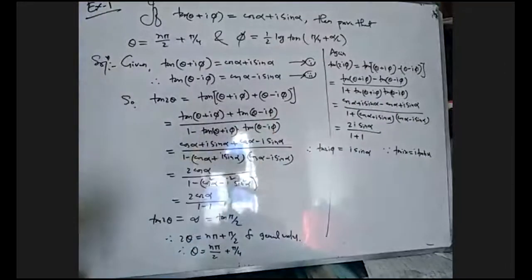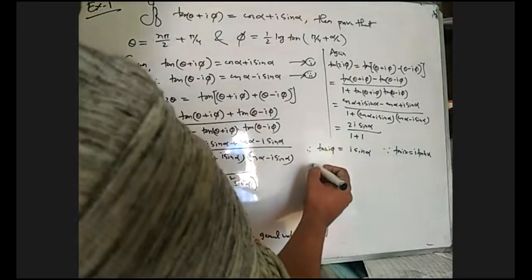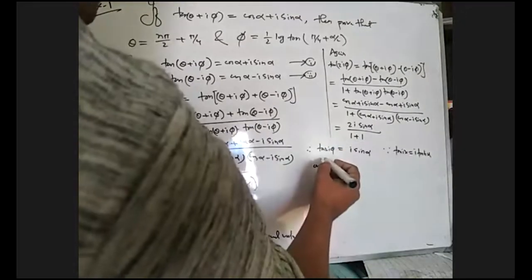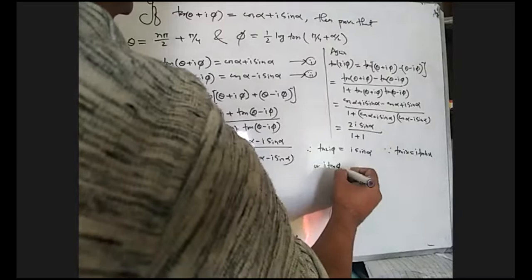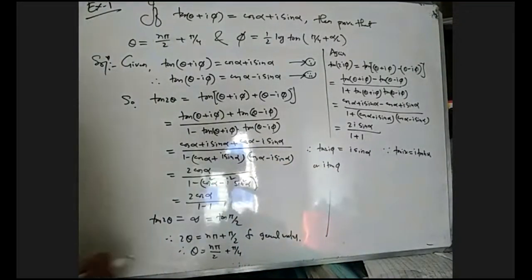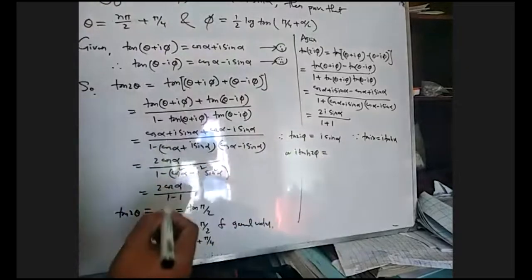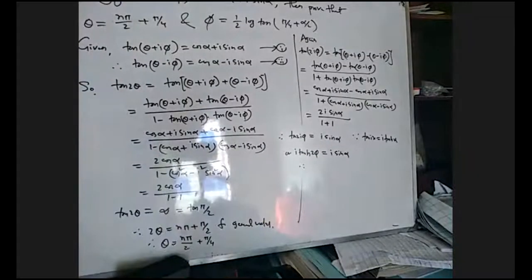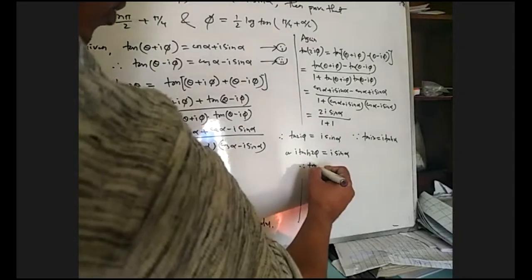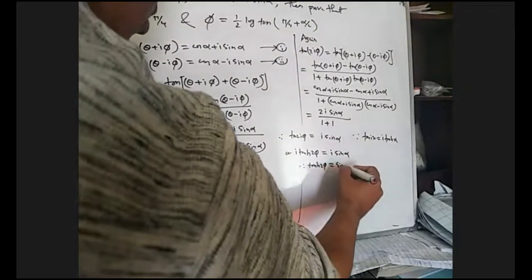Now, since there is a formula tan ix equals i tanh x, using this formula we get i tanh twice π. Tanh twice π equals what? It equals i sin α. The i will be cancelled from both sides. So tanh twice π equals only sin α.